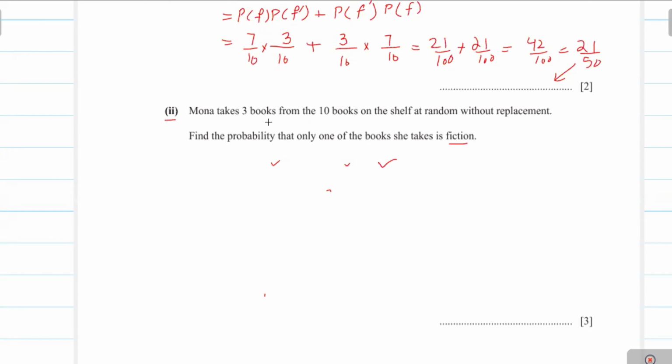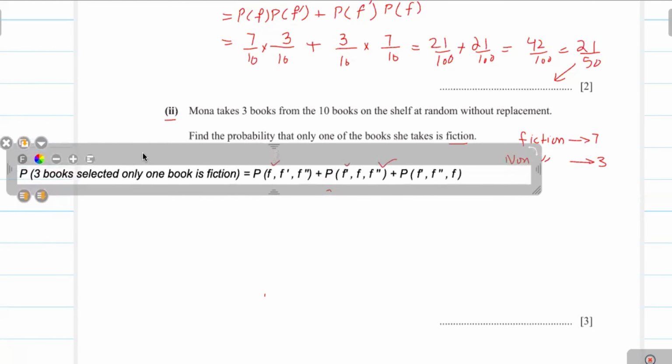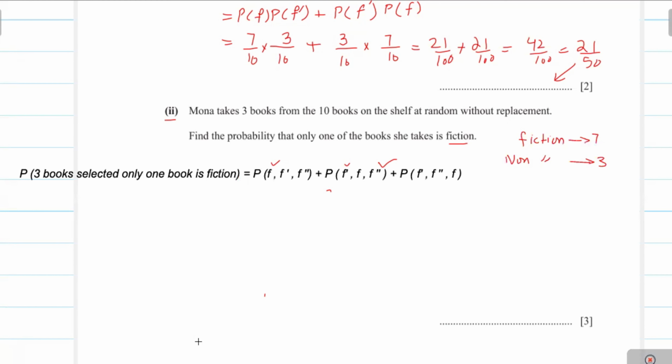Part second, Mona takes 3 books from 10 books on a shelf at random without replacement. Find the probability that only one of the books she takes is a fiction book. Here, fiction books are 7 and non-fiction books are 3. Of the 3 books selected, only one is fiction. Therefore, this probability will be equal to the probability of 1 fiction book and the remaining 2 books being non-fiction.